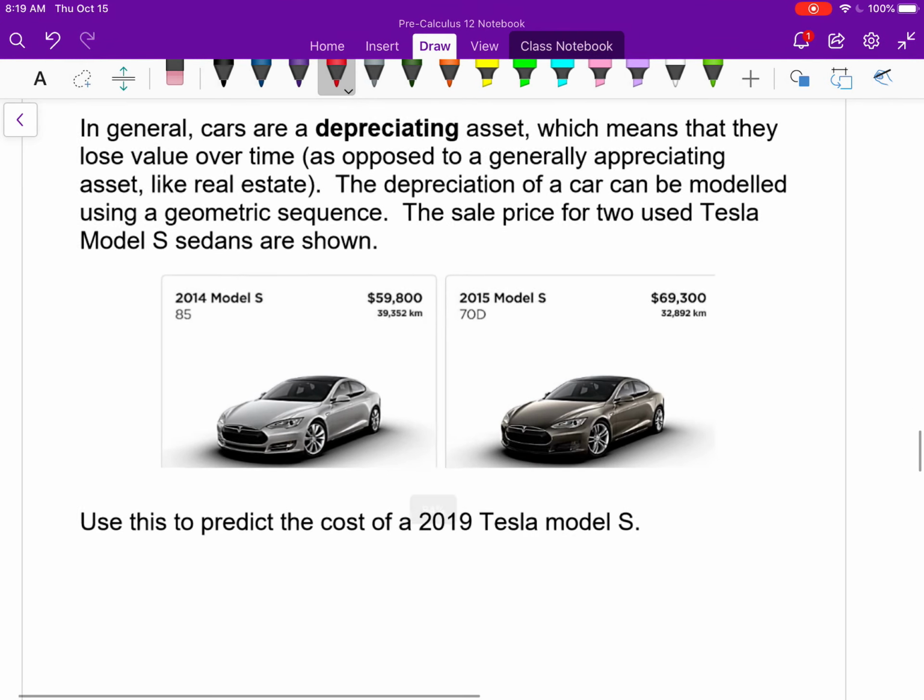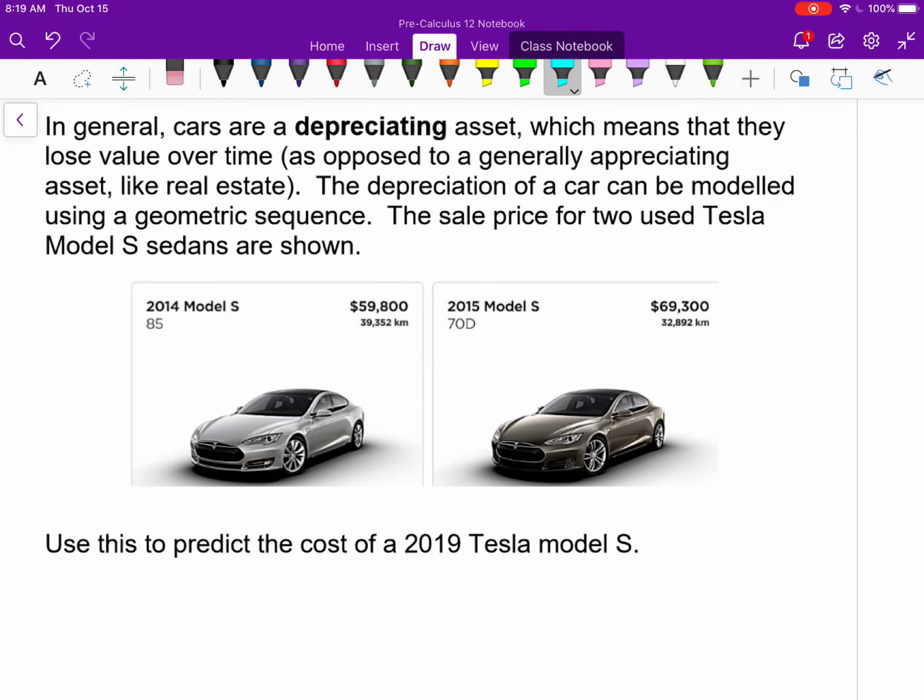I talk about a depreciating asset. Depreciating means it loses its value over time, as opposed to appreciating. Appreciating is some sort of investment or asset that gets more valuable over time. For example, generally real estate, especially in this city, gets more and more valuable, whereas cars are the opposite. There are very few exceptions. Cars get less valuable over time, and they can generally be modeled quite accurately with a geometric sequence.